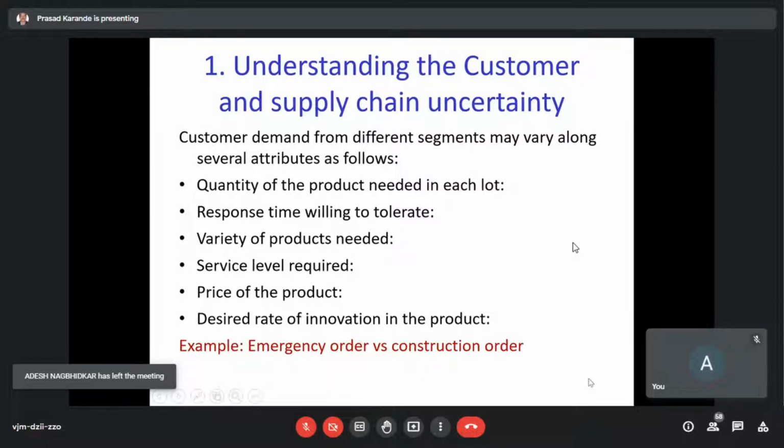Now, in order to understand, customer demand from different segments may vary along several attributes. See what the variations will be: variations in the quantity, variations in the response time they are willing to tolerate, then the variety of products they need, service levels required, price of the product. So these will be variations which will create uncertainty. So the quantity of the product they need in each lot.